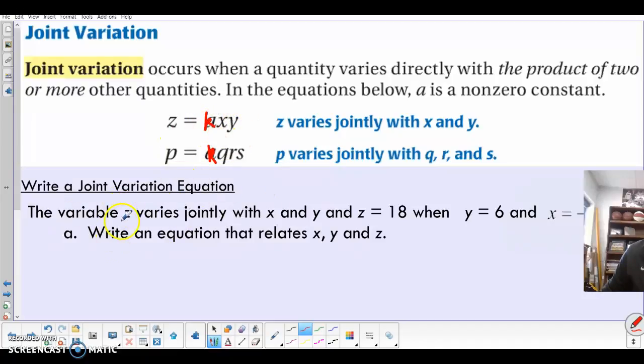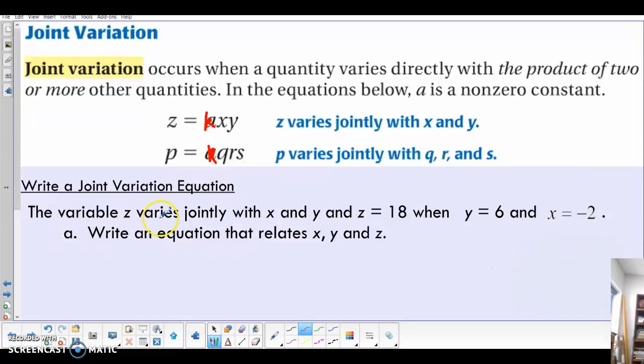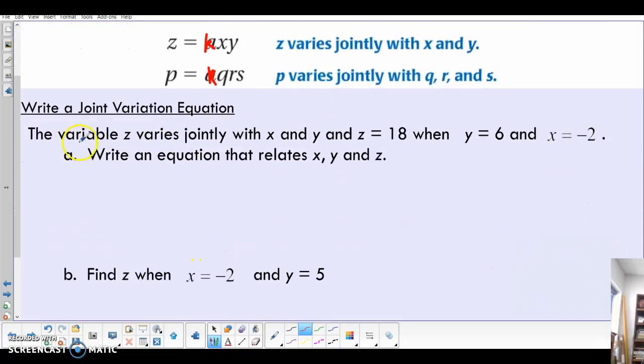So to write one of these, we're again given information. Variable Z varies jointly with X and Y. And then Z equals something when Y equals something and X equals something. All right, write an equation that relates them. Well, I start by taking this sentence and writing a generic equation. So Z varies jointly with X and Y. Okay? So that's the product of X and Y times some constant.